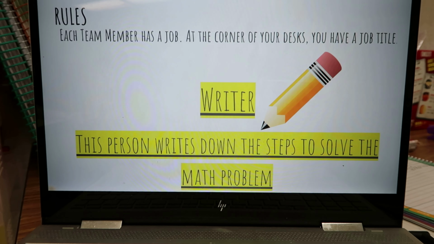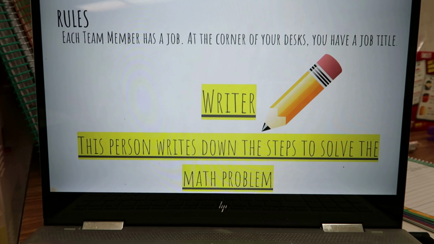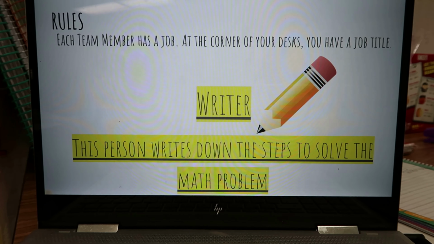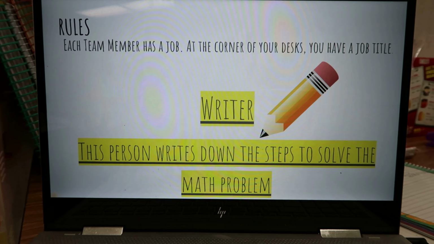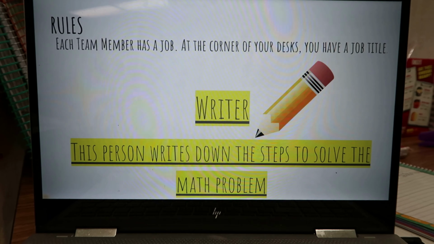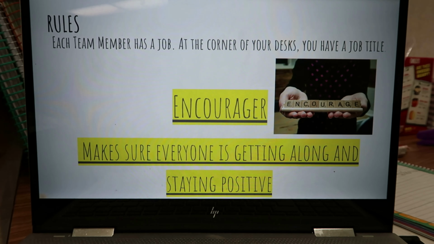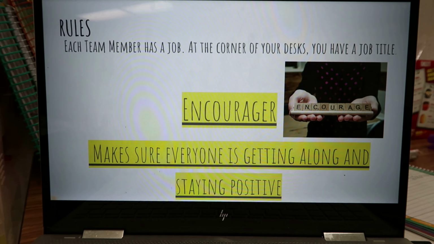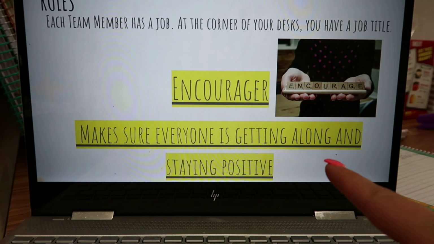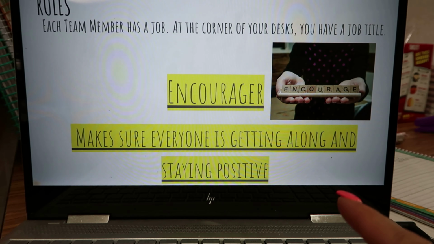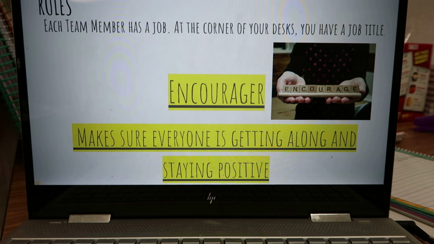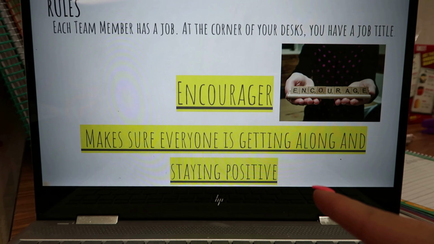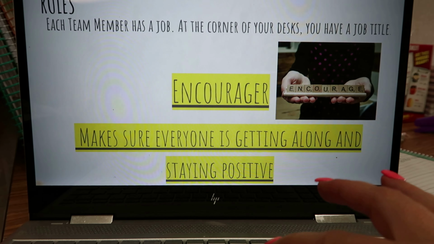My next job is the writer, and this person writes down the steps to solve the math problem. So everyone's telling the writer what to do. The writer incorporates their own thoughts also, and they are the ones writing down on the answer sheet the math problem and the steps. And then we have the encourager. Encourager makes sure everyone is getting along and staying positive. So this is a good job if you have an odd number of people at your desks like I may have tomorrow. I know some students will be absent, but this is a really good one to have extras of.